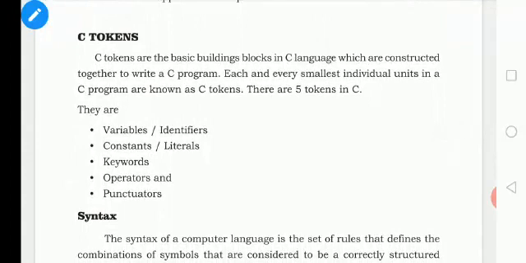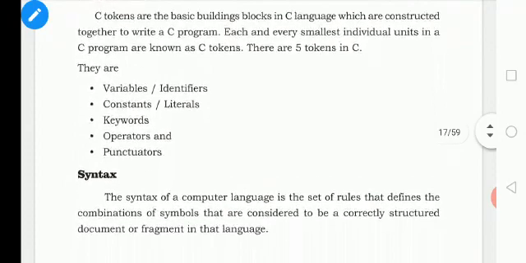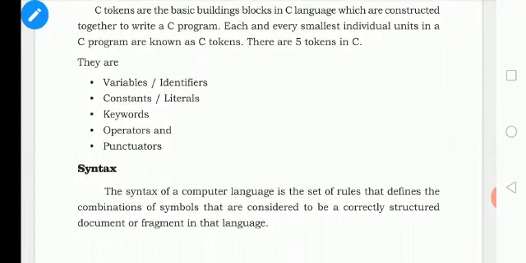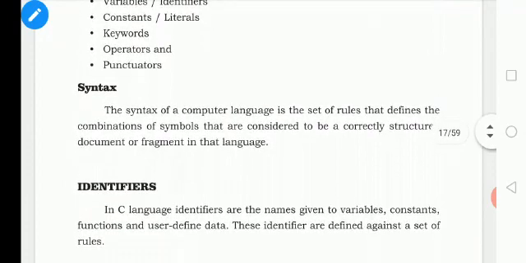And C tokens we have seen, isn't it? What are the C tokens? They are the basic building blocks: variables or identifiers, constants or literals, keywords, operators, and punctuators. All this you will learn in chapter 2. So what is syntax? Already I told you, it is the set of rules to be followed in a C program. That is called syntax.